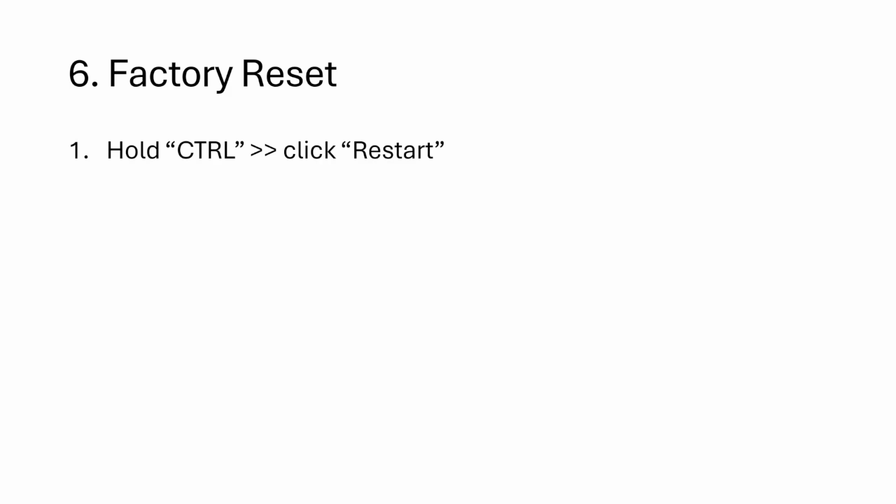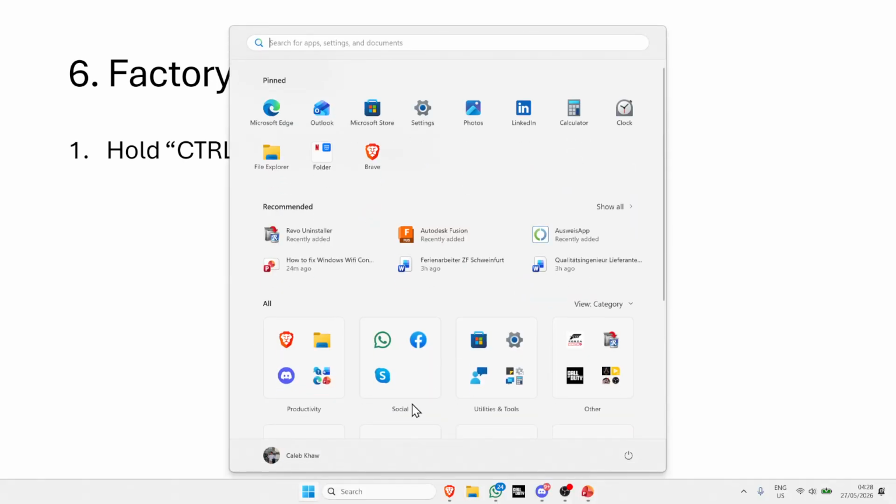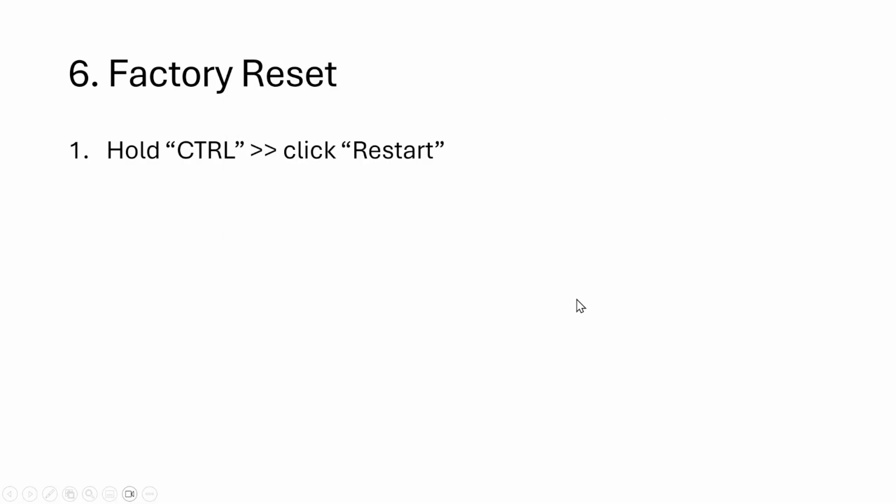In a factory reset, you hold the control button, click on restart, and keep holding the control button on the computer or your external keyboard. Once you do that, the computer is going to reboot into the BIOS, I think it's the BIOS. Then when you click on it, you will see a reset this computer option, and you go through the resetting procedure.